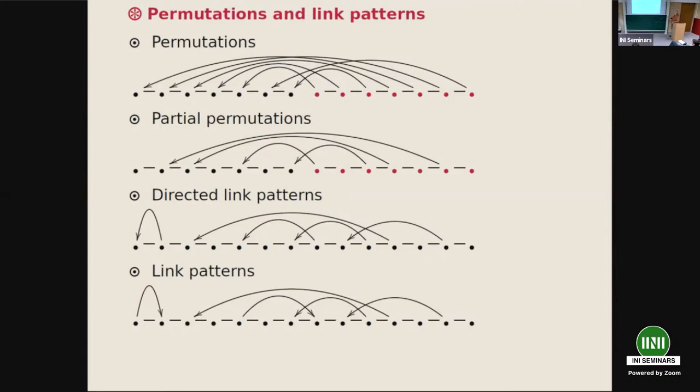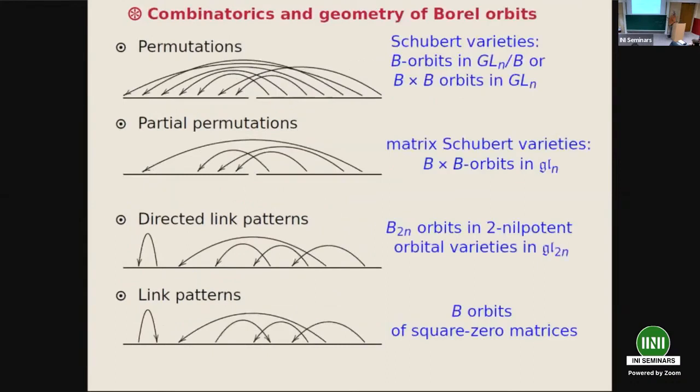So three possibilities. And arrows always go west. And finally, link patterns. These are things where you can go anywhere. Okay, so this is combinatorics, and this combinatorics is related to geometry.